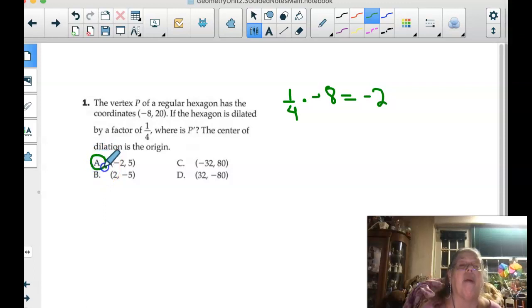But we'll double check anyway. What is 20 times 1/4? 20 divided by 4 is 5. So we are good. Everybody okay?